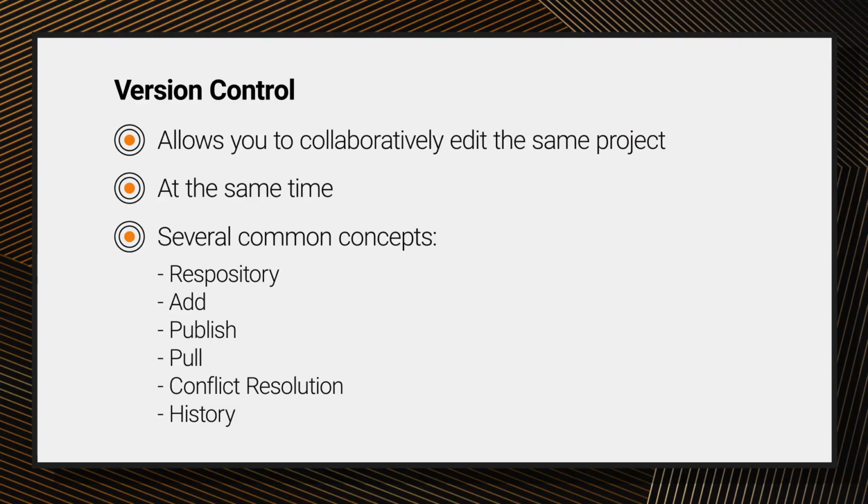The last common concept in version control that I'm going to talk about is the idea of a history. The history records every time anyone published anything to Collaborate or to your version control system. And this is fantastic because it allows you to revert back to any historical version of a file or the entire repo that has been published.